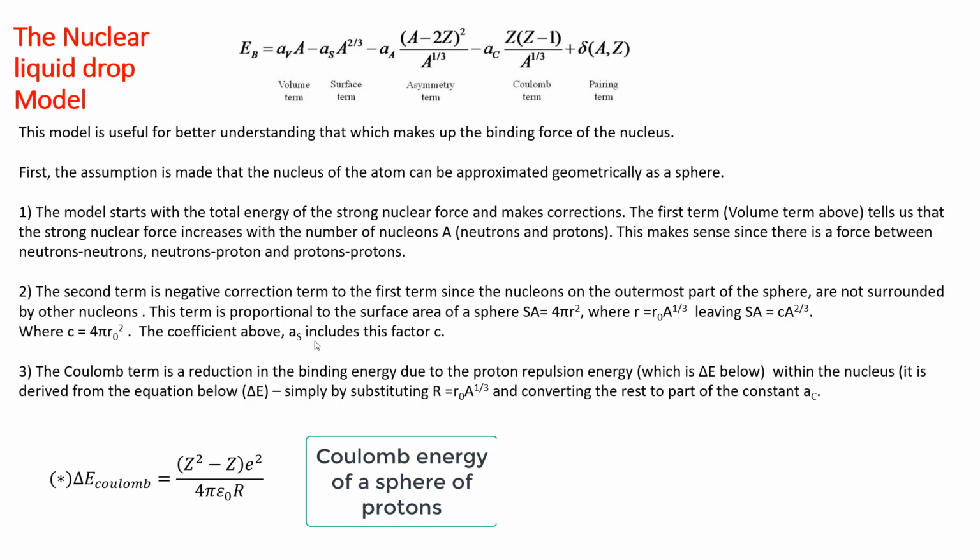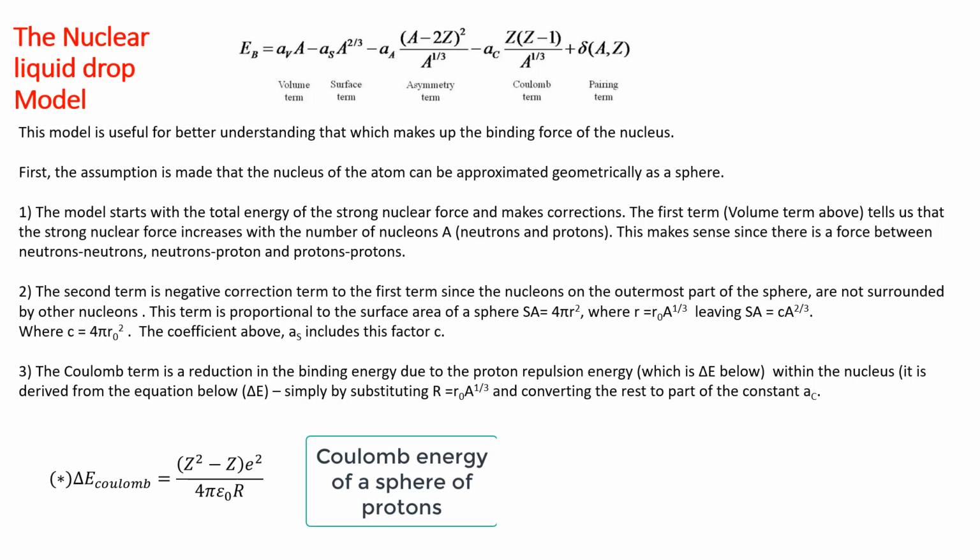And then of course, the coefficient a sub s includes this factor, and then another factor which basically explains experimental data. So that's where this term comes from. Let's go to the Coulomb term. This is a reduction in the binding energy, the strong nuclear force energy, due to proton repulsion energy. Protons are positively charged, so they repel each other. And it is derived from this equation here.